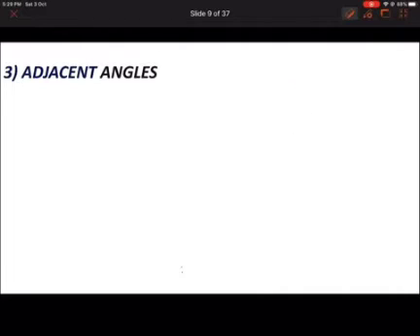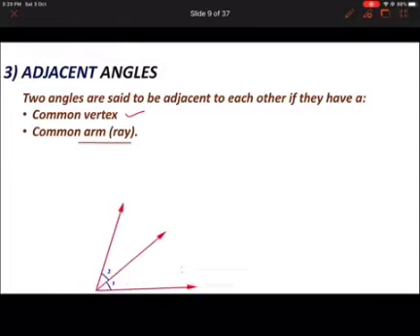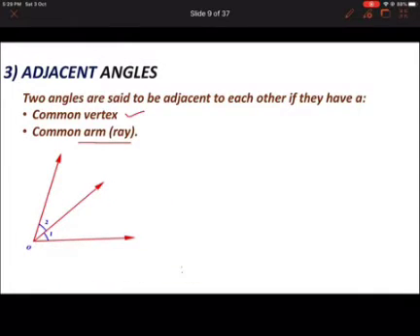Okay, let us see how to define this. Two angles are said to be adjacent to each other if they have a common vertex and a common arm. Arm here means ray. So two angles are called adjacent angles if they have a common vertex and a common arm. Okay, now let us draw and see what the adjacent angles are.